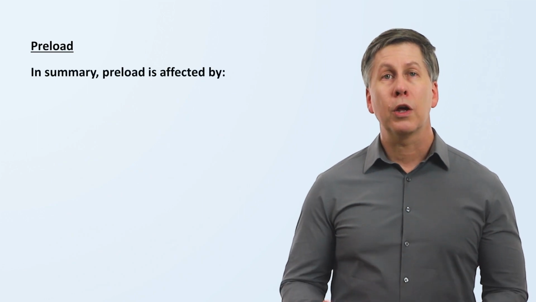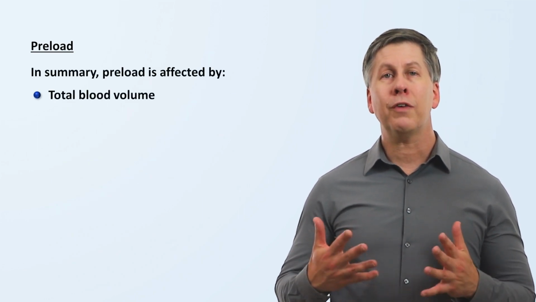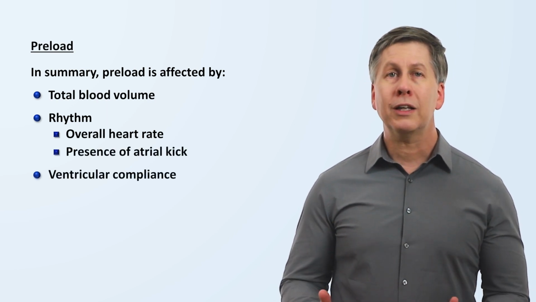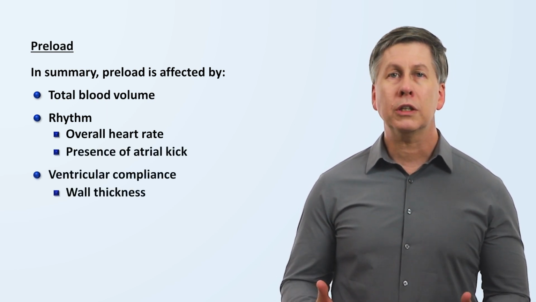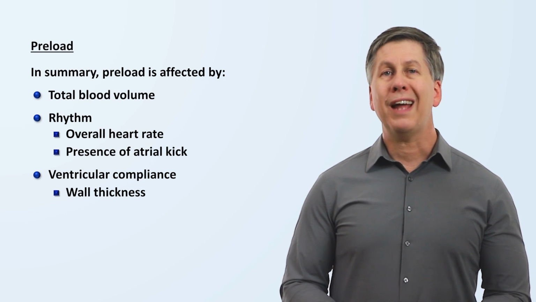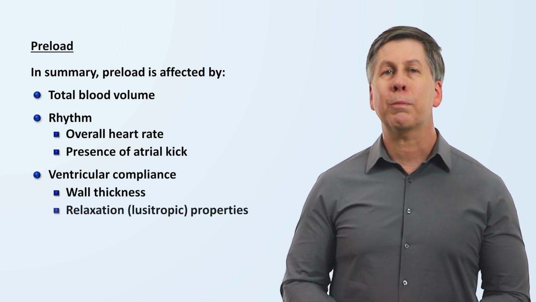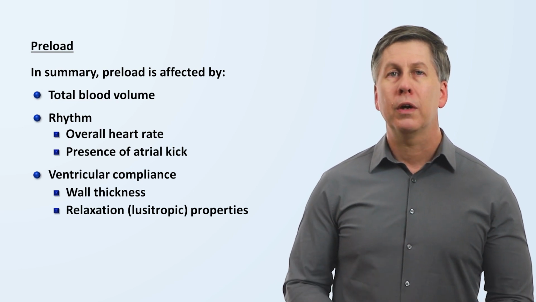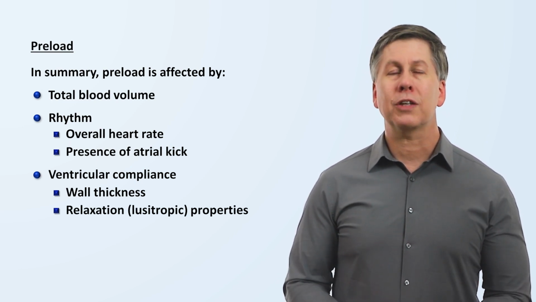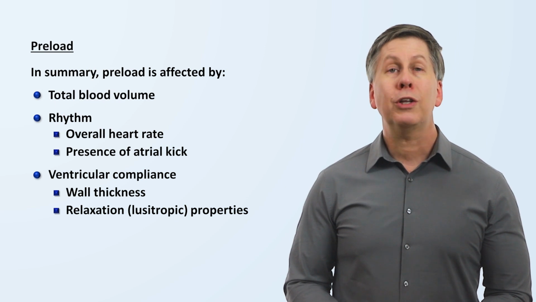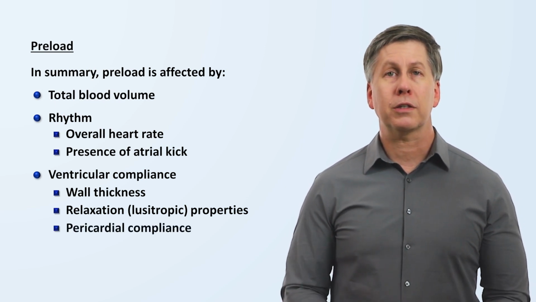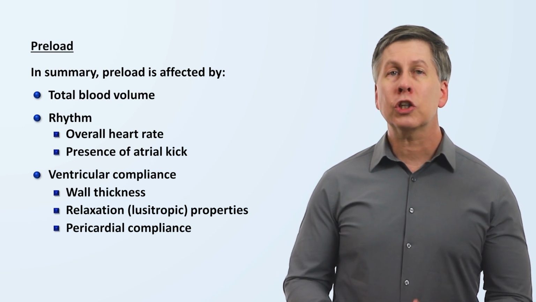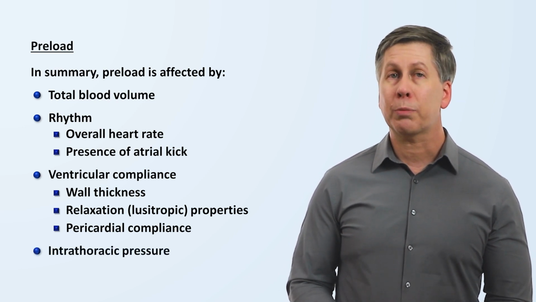So in summary, preload is affected by the total blood volume, the heart rate and rhythm, and ventricular compliance, which includes how thick the wall is. It also includes the more nebulous category of relaxation properties of the myocardium, rarely called lusitropy, which can be impacted by things like ischemia. Preload is affected by pericardial compliance. And last, although I haven't mentioned it yet, it can also be affected by intrathoracic pressure.